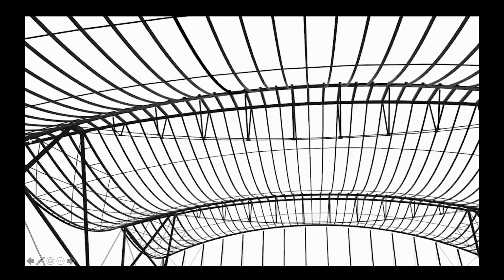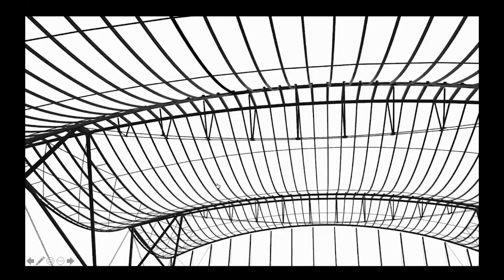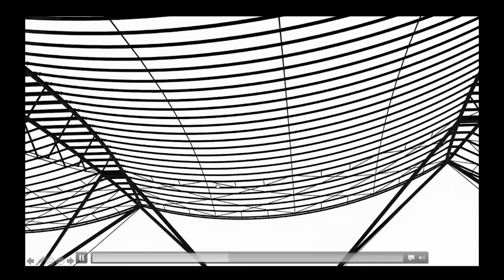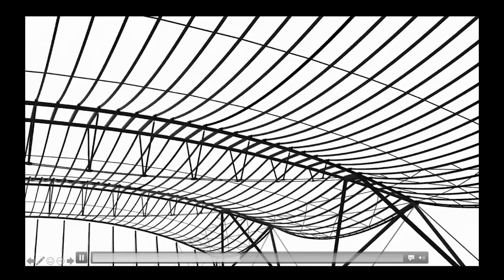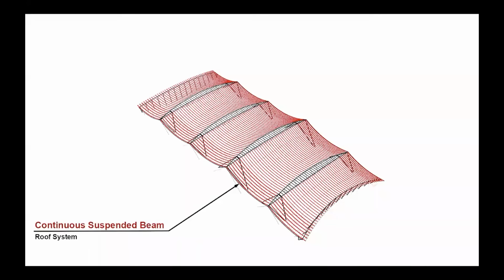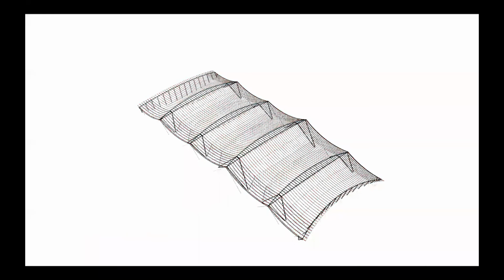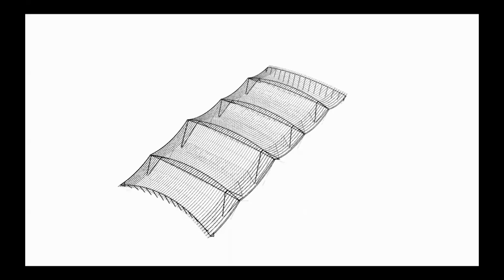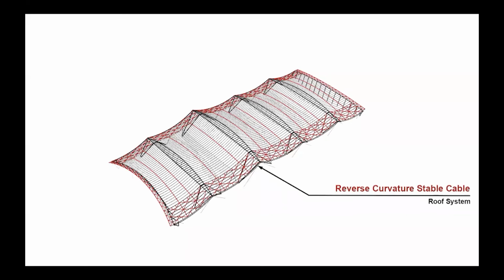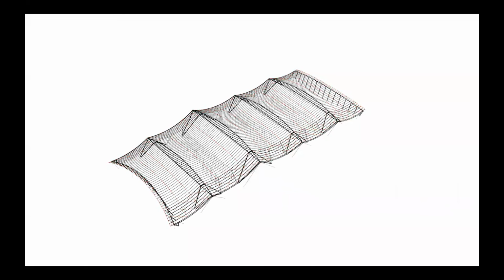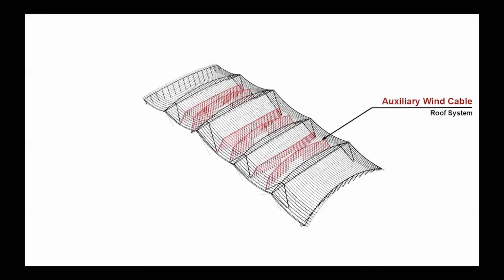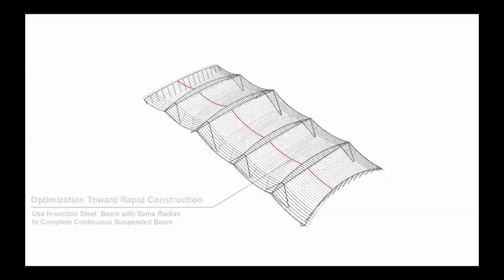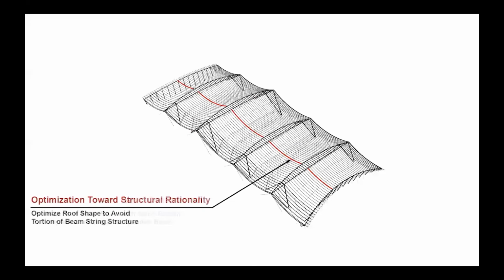The biggest challenge is the hanging cables and hanging steel beams, which are fabricated by the robotic welding system, because every curvature is different. Every beam has a different curvature. And also there are some wind cables to control the stability of the building.